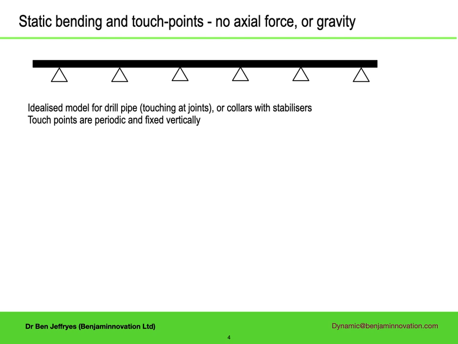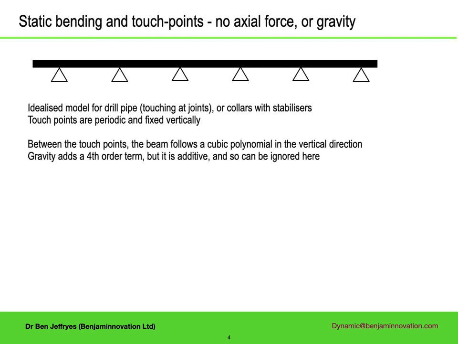We'll start with the simplest case, a constant cross-section pipe which can pivot at periodic points. This is an idealized model for drill pipe sitting on the side of a borehole at tool joints, or BHA collars with periodic stabilizers. Remember here I'm looking at motion in one lateral direction only, vertical for pipe lying on the side of the hole. The static beam equation is simply that the 4th derivative of the lateral displacement vanishes, so between the pivots, i.e. the touch points, the displacement follows a 3rd order polynomial. Gravity will add a bend to this, which is a 4th order term, but the system is linear, so this just adds on and can be ignored here.